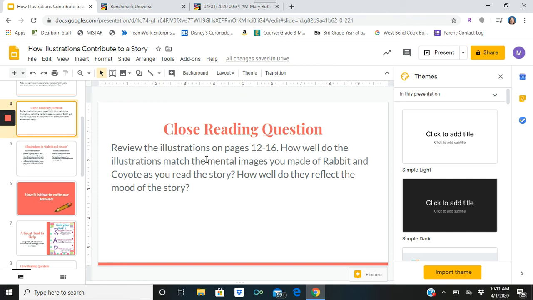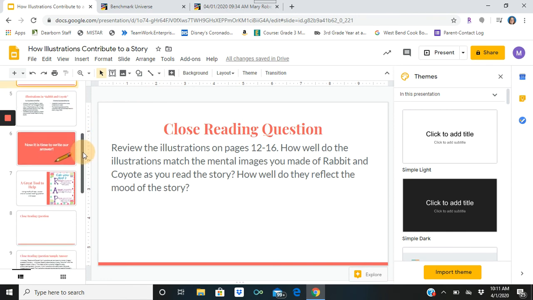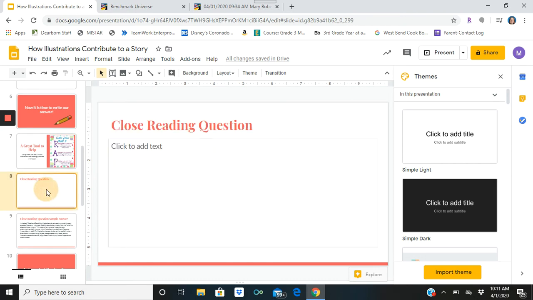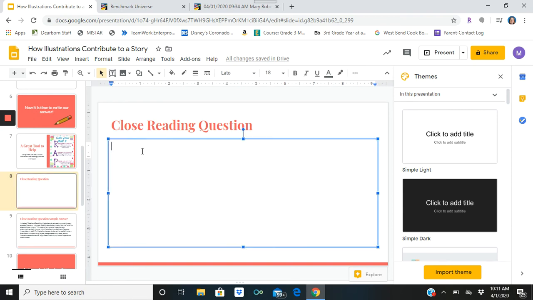So remember, I had to review the illustrations on pages 12 through 16. I had to talk about how well the illustrations match the mental images you made of Rabbit and Coyote as you read the story. How well do they reflect the mood of the story? So this is a 2-part question. So let's go back to the close reading question. The first thing I'm going to do is focus on WRAP. R stands for restate the question, so I'm going to restate that right now.